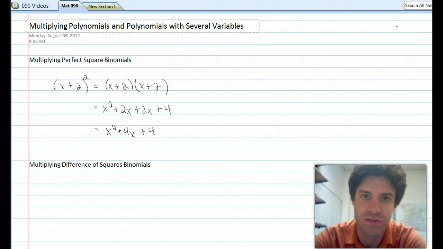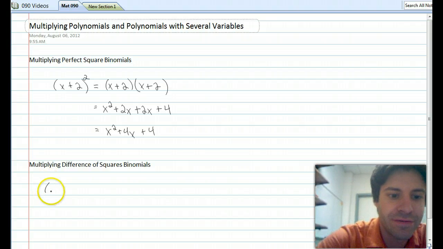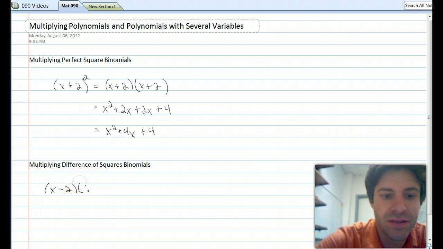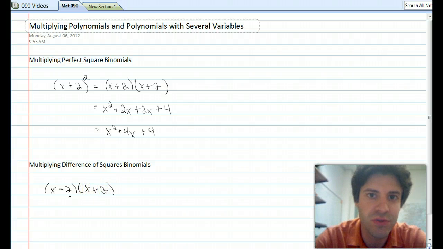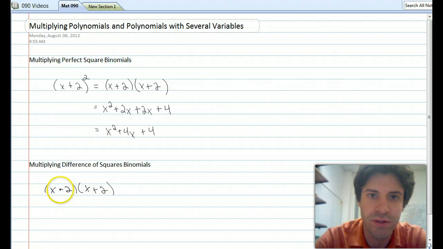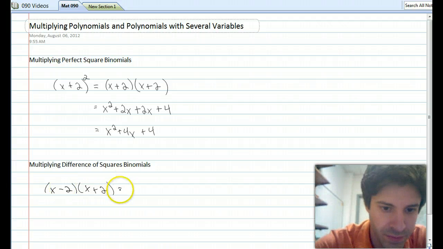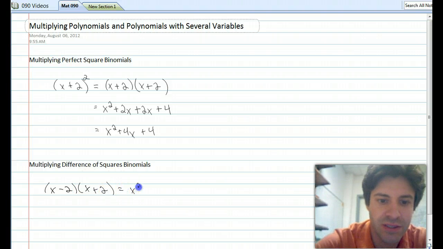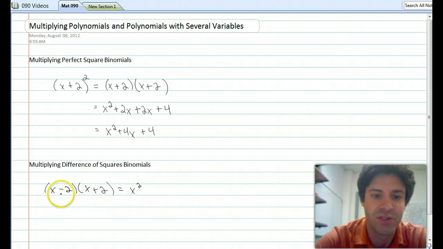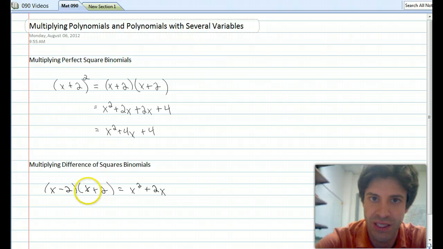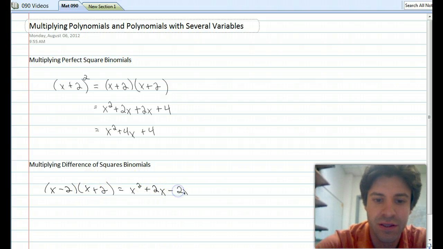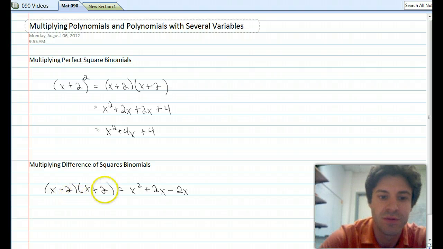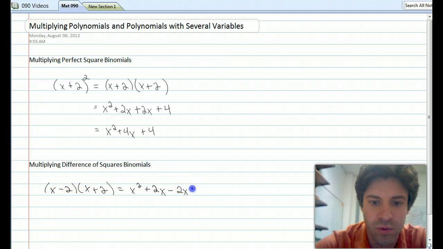Okay, let's look at difference of squares binomials now. Multiplying difference of squares binomials looks something like this. Here you have the same two terms in your binomial, except in one you're adding the two terms, and in the other you're subtracting the two terms. Let's see what happens. Again, we have to FOIL this out. Multiply the first two terms. X times x is x squared. Multiplying the outer two terms is 2 times x. Multiplying the inner two terms now is negative 2 times x. So that's going to be a negative or a minus 2x. And multiplying the last two terms is negative 2 times positive 2, which is negative 4.